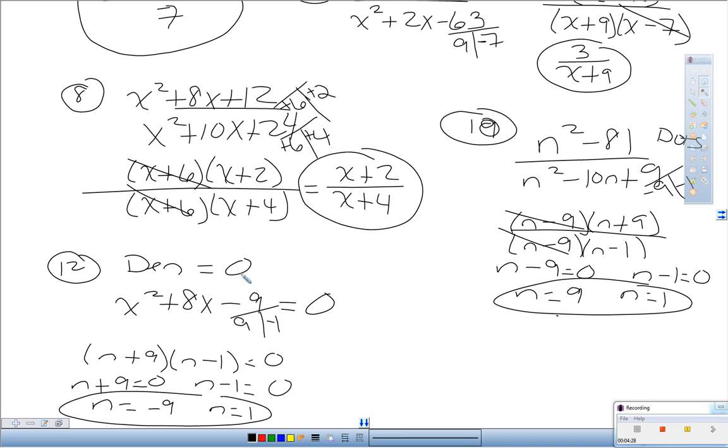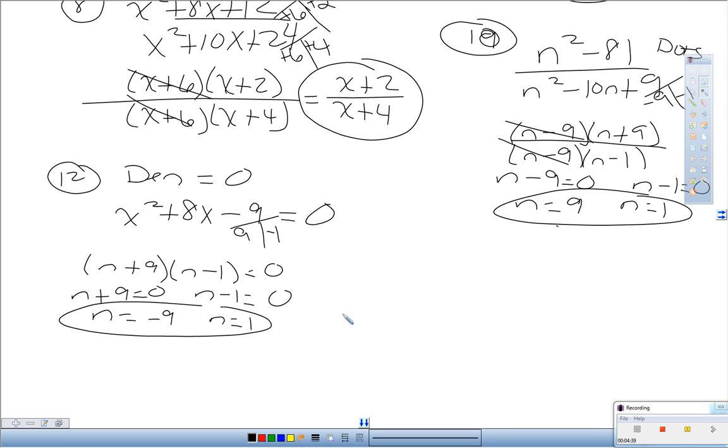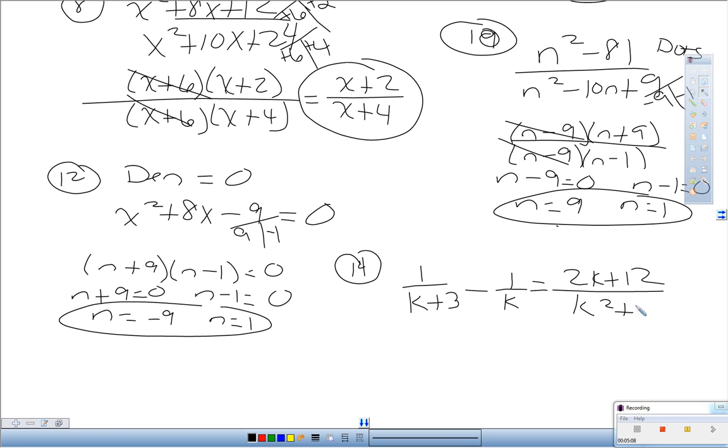Just remember, excluded value means take the denominator, set it equal to 0. All right, for number 14, it gives me this expression: 1 over k plus 3 minus 1 over k equals 2k plus 12 over k squared plus 3k.